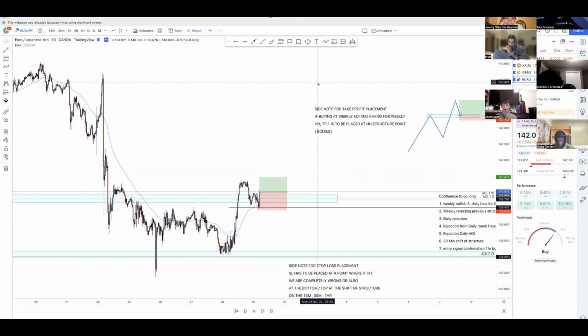So again, this is telling you right here, if buying at a weekly area of interest, your take profit is at the weekly. This is a side note. And again, same thing for here.